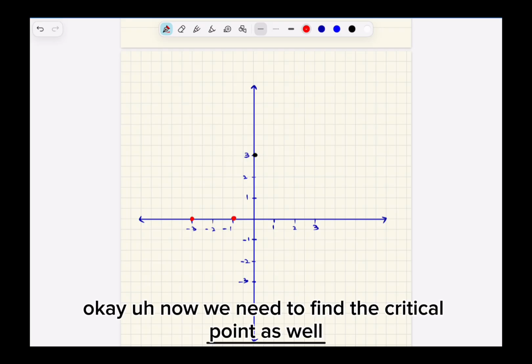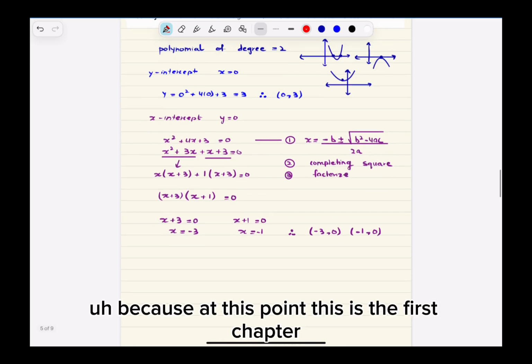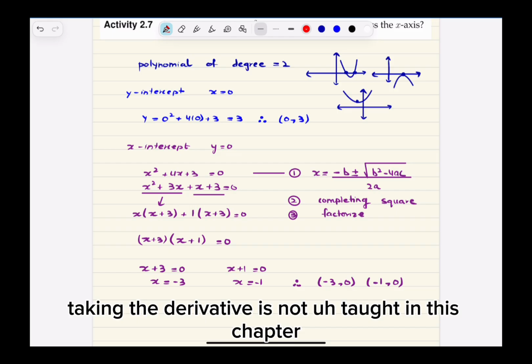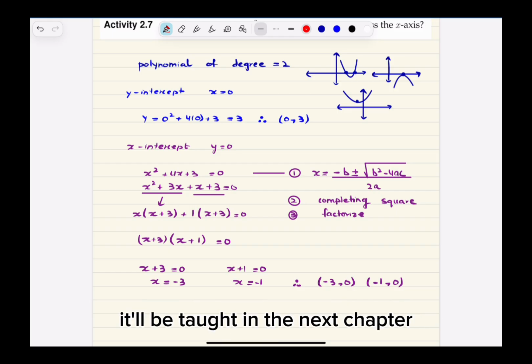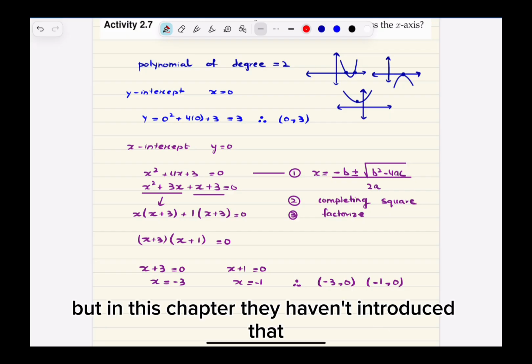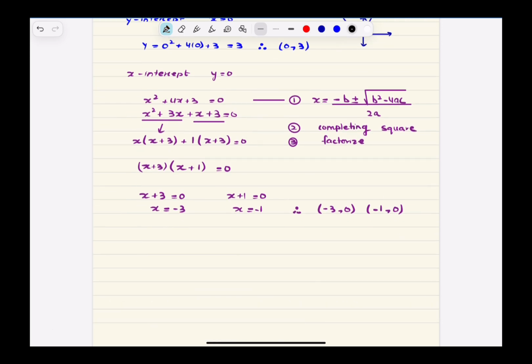Okay. Now we need to find the critical point as well. Let's do completing the square, because at this point, this is the first chapter, taking the derivative is not taught in this chapter. It will be taught in the next chapter. The best way to find the critical point is to take the derivative, but in this chapter they haven't introduced that. So let's just do the completing the square method.